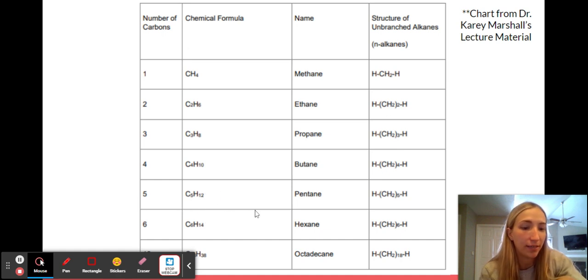So that just makes it a little bit easier. It's not too bad for these lower numbers. We can memorize those, but once you start getting to the larger numbers, like given here down at the bottom, it might not be so easy. So it's good to know that generic formula.